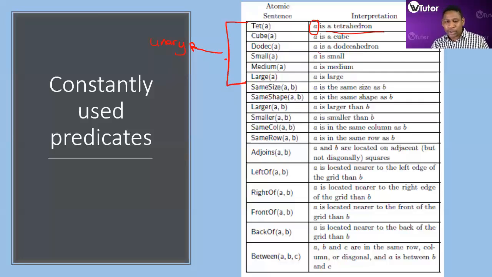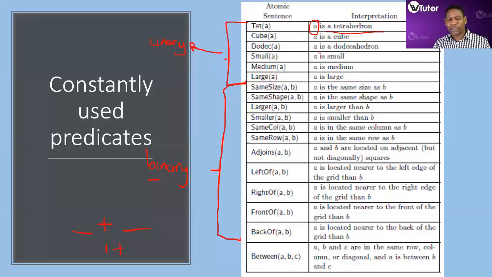Then we come across these ones that have two inputs. We say they take binary inputs, bi meaning two. So this needs two arguments for it to work, the same as sum or plus. So plus needs two arguments to work, one over here and one over there.